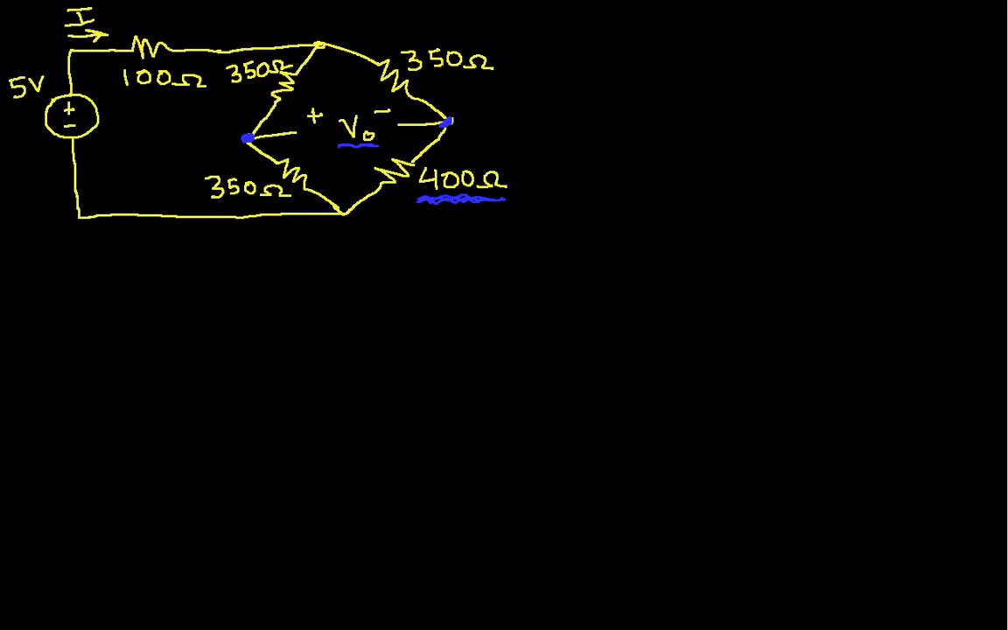So the first voltage is between this node and this node, and we'll call this V1. You'll notice that's the voltage across this 350 ohm resistor. We'll also define the voltage between this node and this node, and we'll call this V2. That's the voltage across the 400 ohm resistor. And I make the claim that V0 is V1 minus V2. How do I justify that claim?